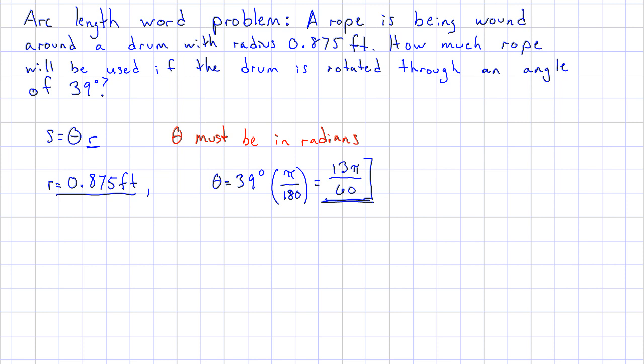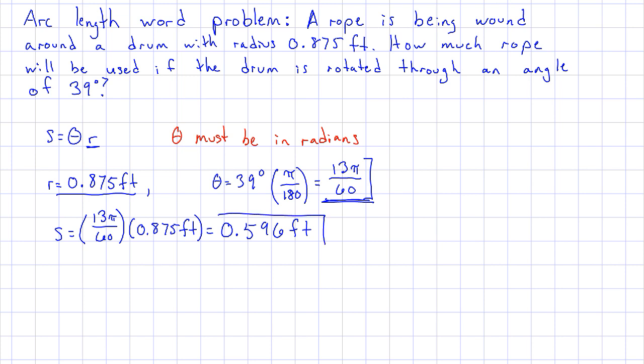I can use my formula. So S equals theta, which is 13 pi over 60, times r, which is 0.875 feet. Do continue to keep your units as you move through the problem. I'll plug this into my calculator and get a decimal approximation, which will be 0.596 feet. So that is how we solve this word problem for arc length.